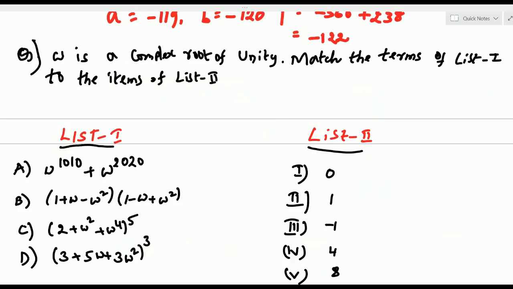Let's look at this question. ఇక్కడ నా కంప్యూటర్లో క్వశ్చన్ ప్రింటింగ్ మిస్ అయింది, అందుకని క్వశ్చన్ రాశాను. నెక్స్ట్ క్వశ్చన్ ఏముంది? ఒమేగా ఈజ్ ఏ కాంప్లెక్స్ రూట్ ఆఫ్ యూనిటీ. మ్యాచ్ ద టర్మ్స్ ఆఫ్ లిస్ట్ 1 టు ద ఐటమ్స్ ఆఫ్ లిస్ట్ 2. లిస్ట్ 1 లో రిజల్ట్ లిస్ట్ 2 లో రిజల్ట్ కంపేర్ చేయాలి.